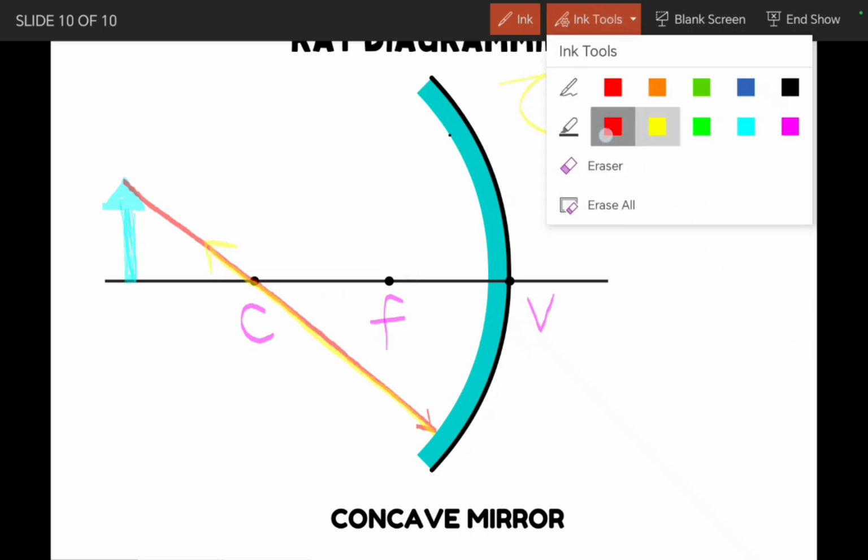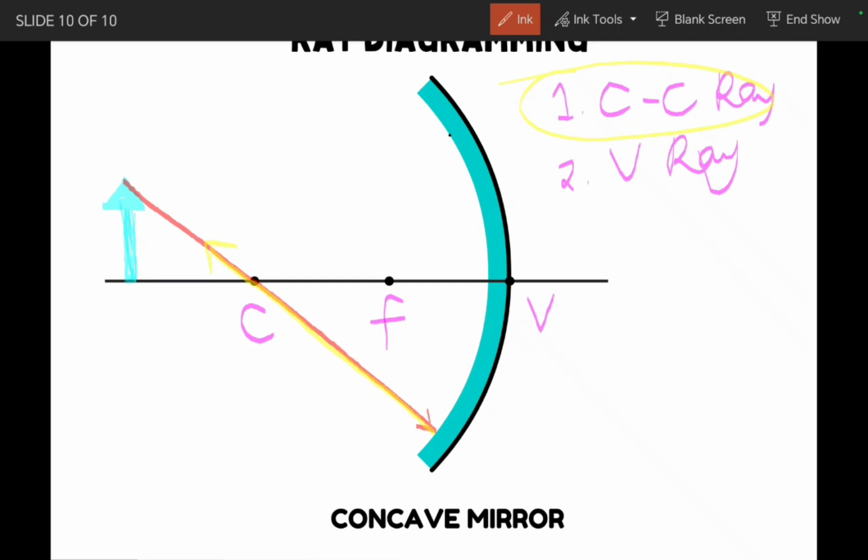Next is the V ray. From the tip of the object, we are going toward the vertex, not the V ray, the vertex. Then next to that, of course, it will follow the law of reflection. Again, did our reflected rays converge at a certain point? Yes, so it is located here.